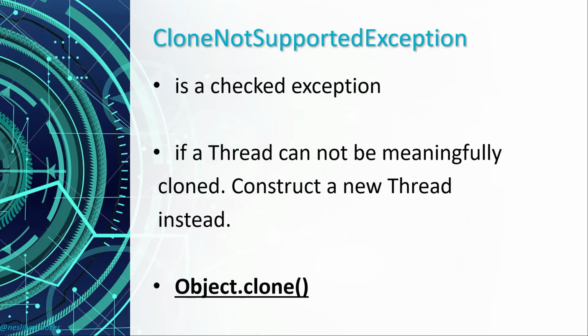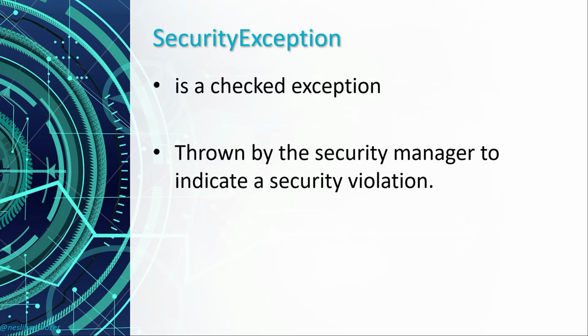CloneNotSupportedException is a checked exception, thrown if a thread cannot be meaningfully cloned. It is thrown to indicate that the clone method in class Object has been called to clone an object, but that the object's class does not implement the Cloneable interface. Applications that override the clone method can also throw this exception to indicate that an object could not or should not be cloned. Object.clone can throw CloneNotSupportedException.